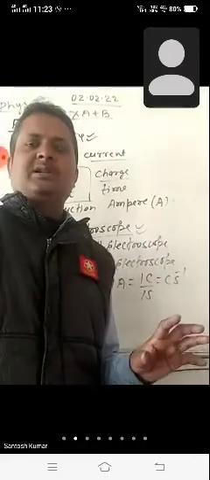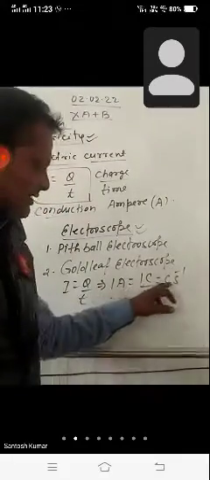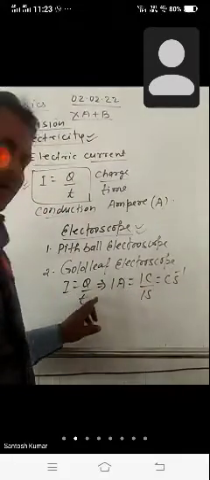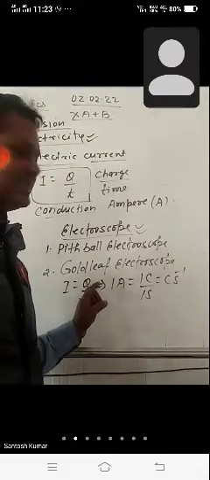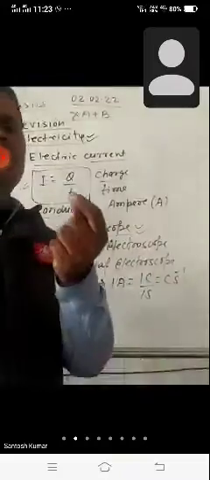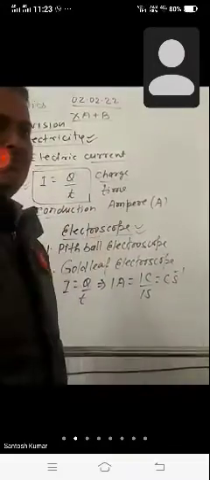Many ways are there. You can adopt any way. So you need to define this 1 ampere, the definition of current, with the help of this formula. That's why we have to remember only the short form. That will help you. Okay, so this is about current.